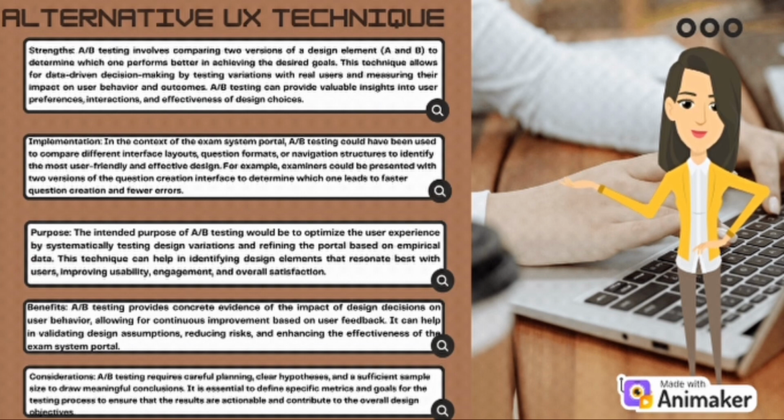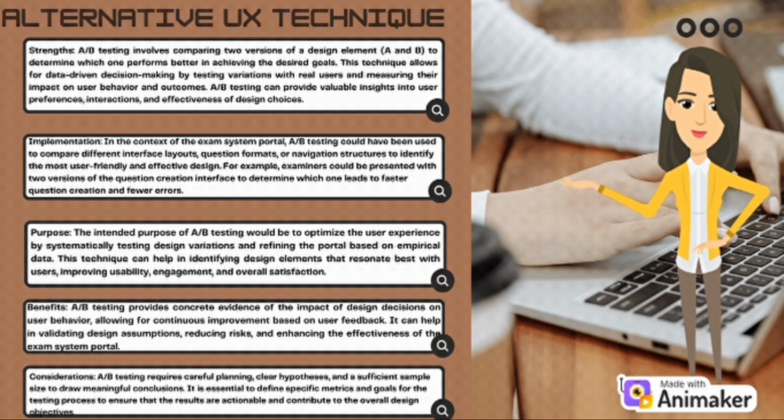In terms of implementation, in the context of the exam portal, A/B testing could have been used to compare different interface layouts, question formats, or navigation structures to identify the most user-friendly and effective design. For example, examiners could be presented with two versions of the question creation interface to determine which one leads to faster question creation and fewer errors.